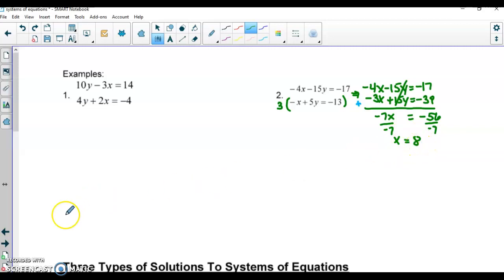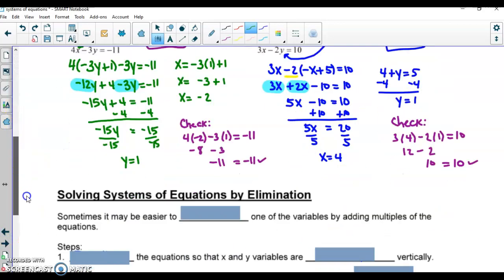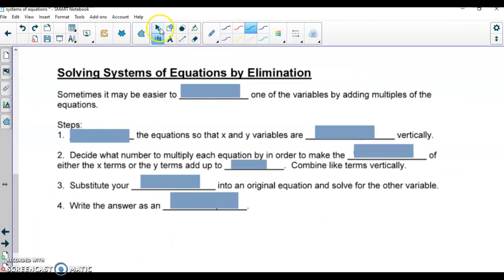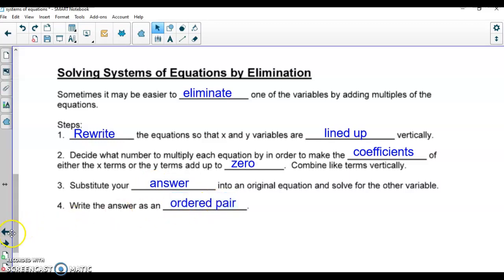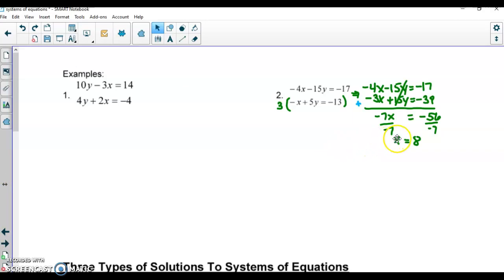Now that we have x, let's go back to my steps. So we have eliminated by rewriting the equations that were lined up. We multiplied by the coefficient so that they added out to be 0. We combined them vertically. Now we're going to substitute my answer into the original equation just like we did with substitution. And then last, rewrite my answer as an ordered pair. So my final steps look just like they did for substitution. So let's finish it up.